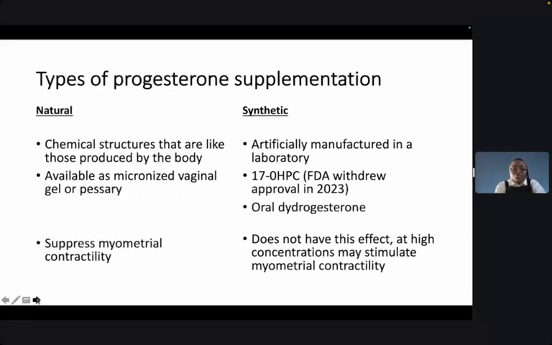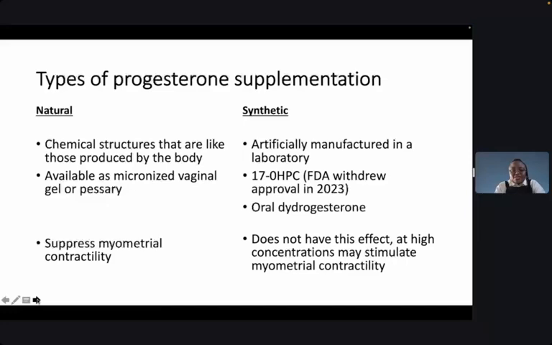We have two types of progesterone supplementation, which are the natural and the synthetic progesterone. The natural progesterone consists of chemicals that look like those produced by the body. They are available as micronized vaginal gel or pessaries or some tablets. And mainly this one helps with the suppression of myometrial contractility.